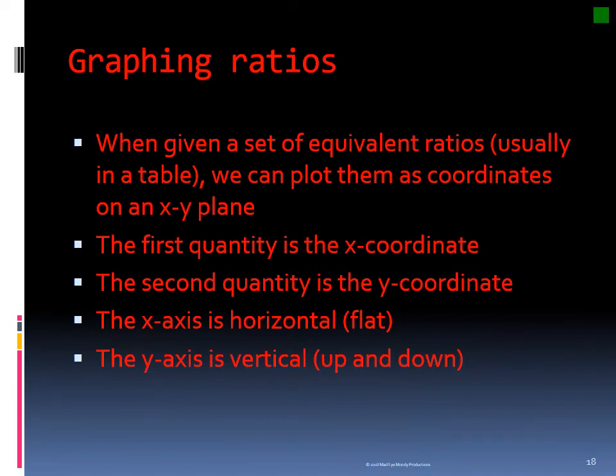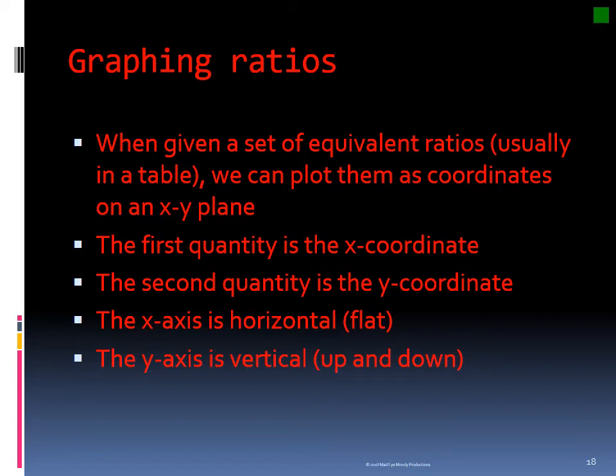Now let's look at using ratios and graphs. If we're given a set of equivalent ratios, which will usually be given to us in a table, we can plot them as coordinates on an XY plane or on a coordinate grid. The first quantity that we're given, or the left quantity in the table, is the x coordinate. The second quantity, or the right side of the table, is the y coordinate.